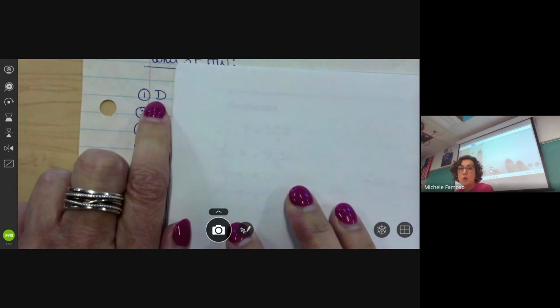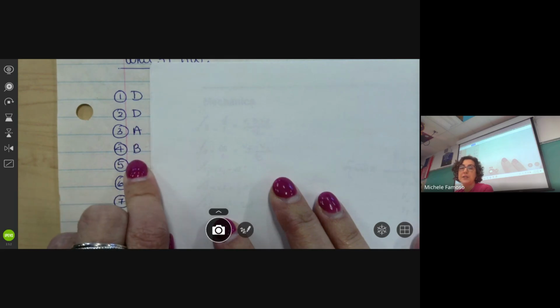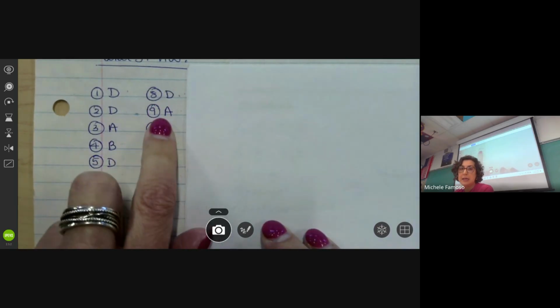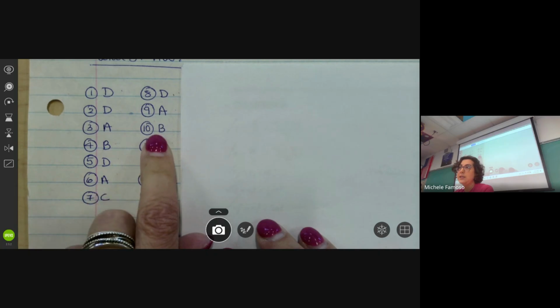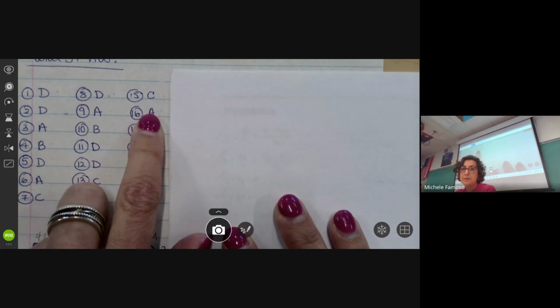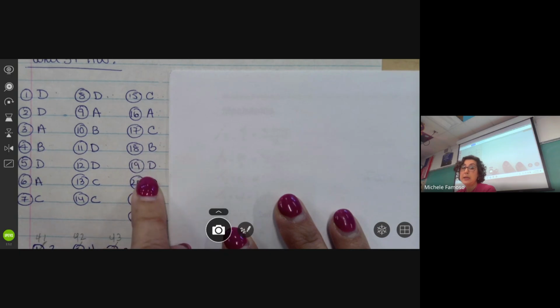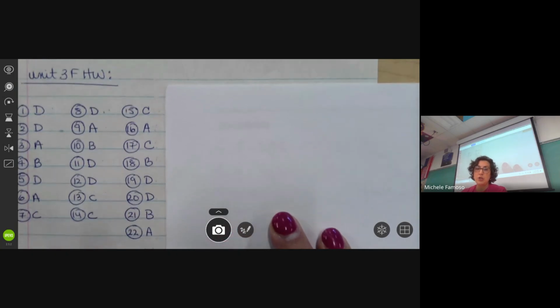So on the first page, 1 is D, 2 is D, 3 is A, 4 is B, 5 is D, 6 is A, 7 is C. 8 is D, 9 is A, 10 is B, 11 is D, 12 is D, 13 is C, 14 is C. 15 is C, 16 is A, 17 is C, 18 is B, 19 is D, 20 is D, 21 is B, 22 is A.